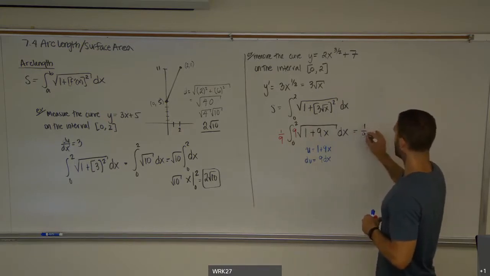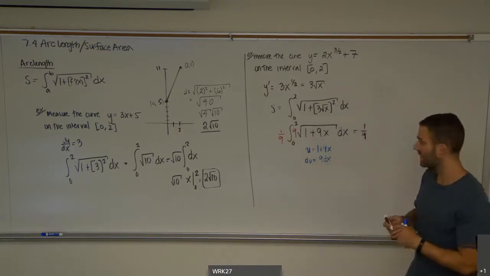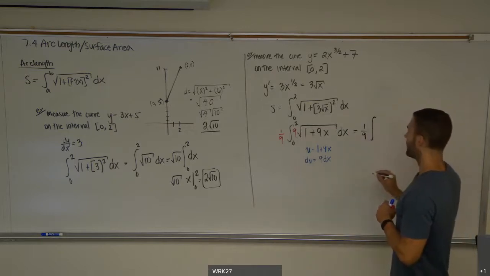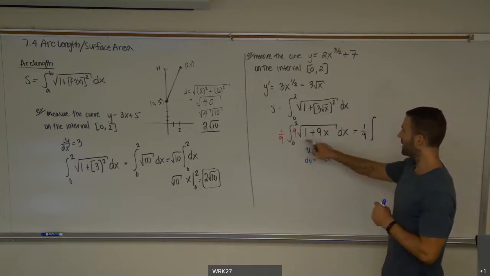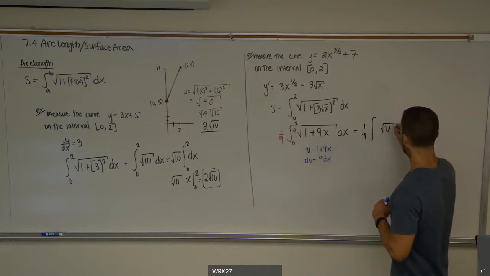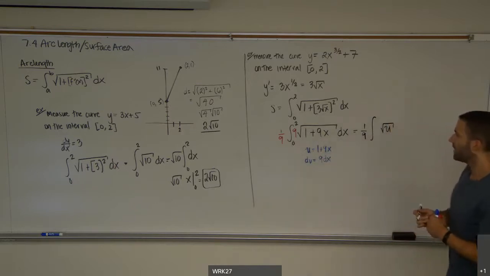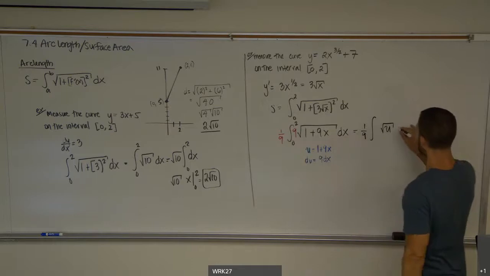I get a 1/9 on the outside from the constant adjustment that needs to be made. Inside the integral, we will get the square root of u. The root doesn't go away, but now underneath it is just u. The 9 dx becomes my new differential du.